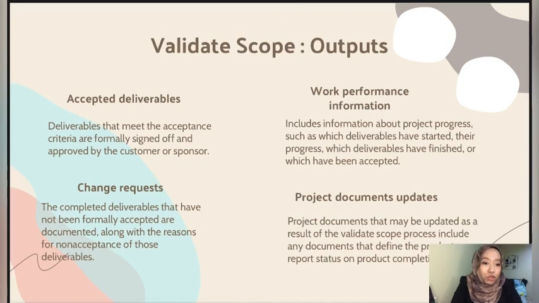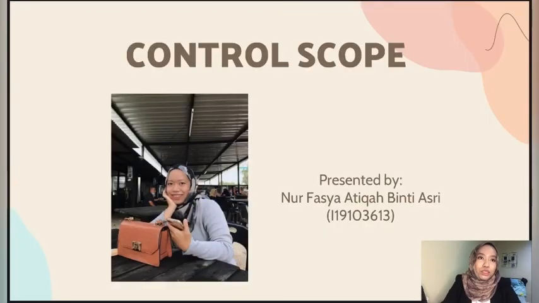Alright, we move to the last one, which is project document updates. Project documents that may be updated as a result of the validate scope process include any document that defines the product or reports status on product completion. It means that verified project documents may require approval from the customer or sponsor in the form of signature or sign off. So we go through the next slide, which is control scope.